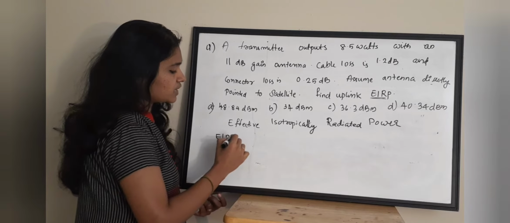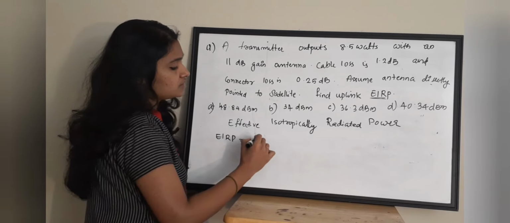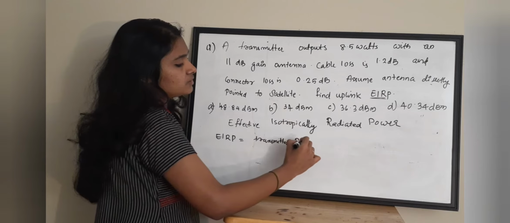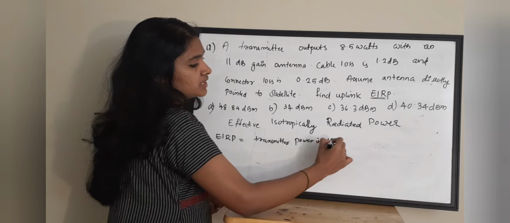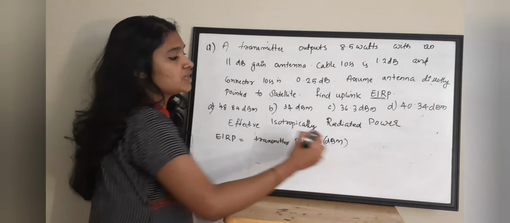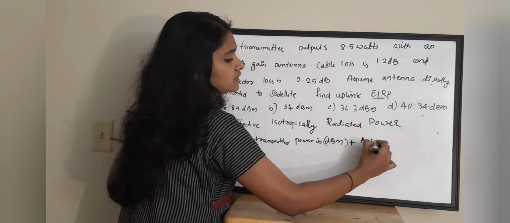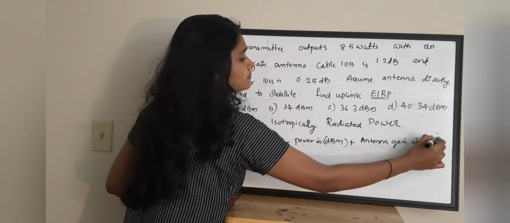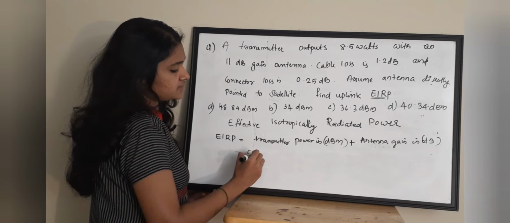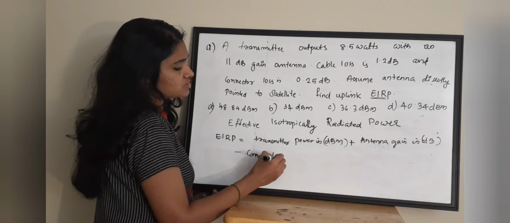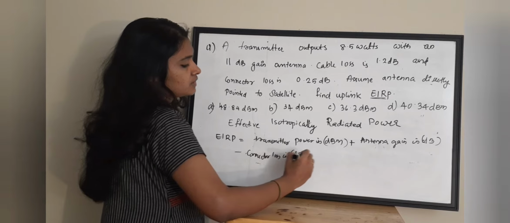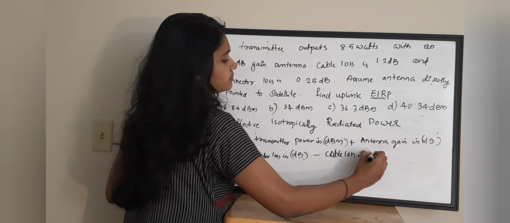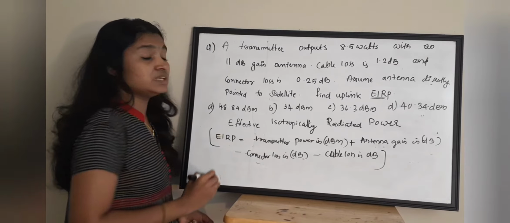So EIRP for uplink is defined as transmitter power in dBm. This term is very important, dBm, plus antenna gain in dB, minus connector loss in dB, minus cable loss in dB. So this is the equation to find your EIRP.